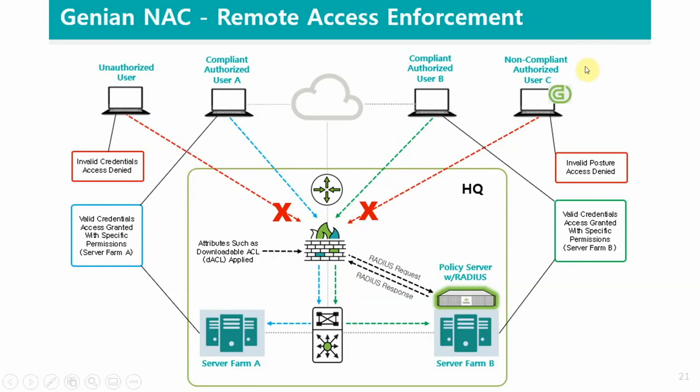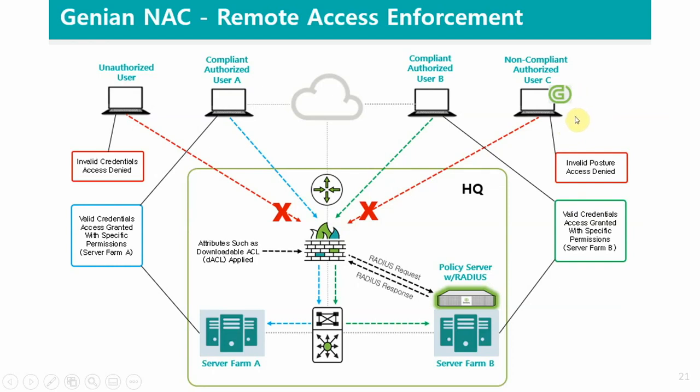In the third use case, we have an authorized user that is non-compliant. The Genie and NAC agent which is installed has actually determined that this is a non-compliant posture or an invalid posture for this endpoint. This could mean it has detected something like antivirus not installed or running or out of date, or perhaps there's an unauthorized or prohibited application that is running.